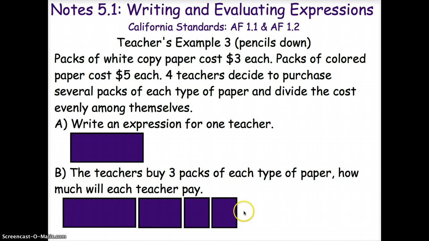Last teacher example here. We are looking at packs of copy paper. And if I get white paper, it's $3 each. Colored paper is $5 each. 4 teachers decide to purchase several packs of each type of paper and divide the cost evenly among themselves. Write an expression for one teacher. So I'm getting some number of white paper, so I'm going to use W for my white paper, and some number of colored paper, so I'll use C for my colored paper, and then I'm dividing it among 4 teachers, so I divide it by 4.